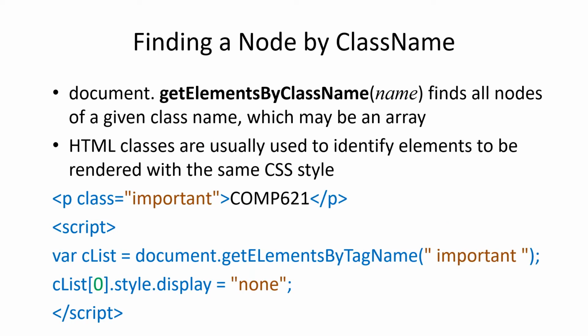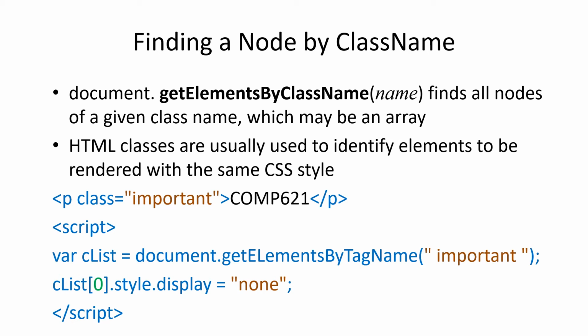JavaScript programs can also access elements of the page by looking for them by class name. In an HTML program, typically you would give a class to an item to identify that it's supposed to be rendered or shown on the screen in a way that's defined by the same CSS, or cascading style sheet, style. So all the elements with the same class will be displayed in the same color, same font, sort of stuff. Everything is defined by the CSS.